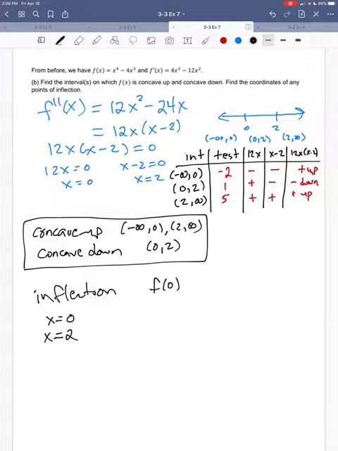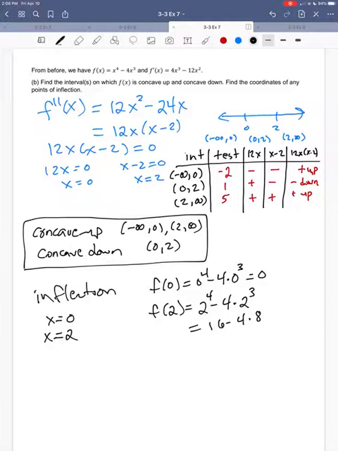Now remember, to find the y coordinate, you have to go back to the original function, not to a derivative or a second derivative. So I have to go all the way back to f of x. And when I plug in 0, I get 0 to the 4th minus 4 times 0 cubed, which is a big fat 0. When I plug in 2, I get 2 to the 4th minus 4 times 2 cubed. So that's going to be 16 minus 4 times 8. 16 minus 32 is negative 16.